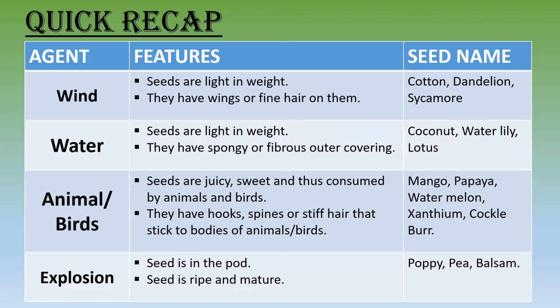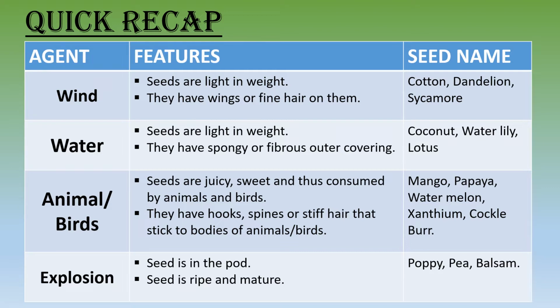Some seeds that are not juicy or sweet or attractive may have hooks, spines, or stiff hair that stick to the bodies of animals and birds and help in the dispersal of those seeds. Examples of seed dispersal by animals or birds are mango, papaya, watermelon, xanthium, and cocklebur. Cocklebur grows around farms.